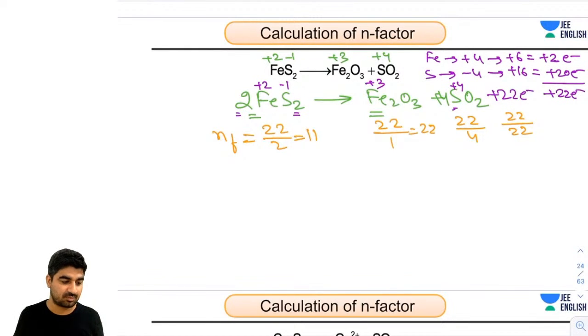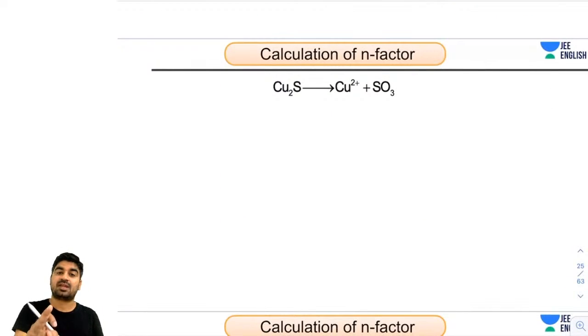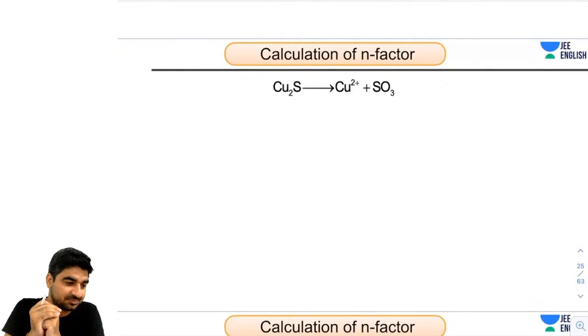Any doubt? No doubt? Tell me, guys. If you have any doubt, guys, please ask. So do n factor calculation for it. Yes. Do it fast.